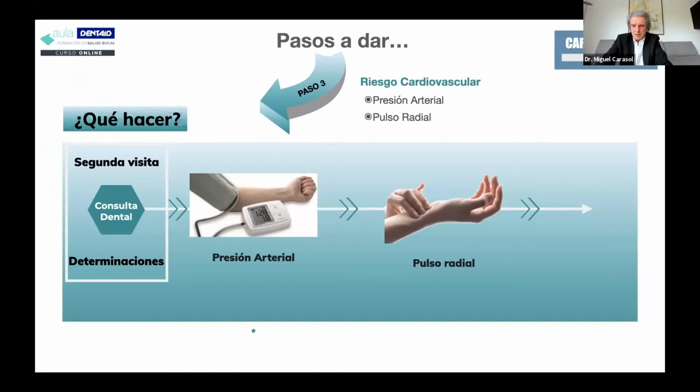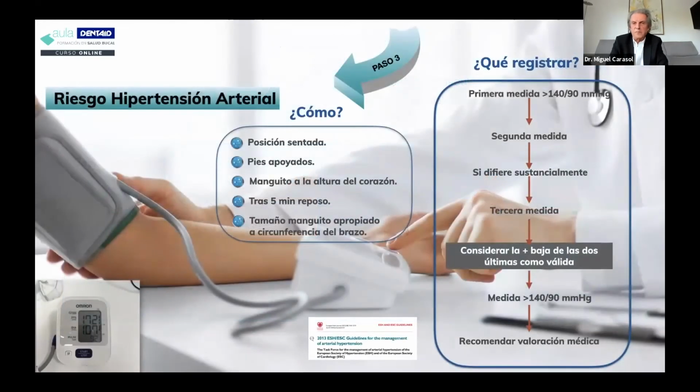Also, when we take the blood pressure, we have to take into account the stress because of being in the dental office, the drugs they take, the anesthesia with vasoconstrictors, and so on. How do we take the blood pressure? Here you can see it. These are very, very easy measures to be taken. Nothing special for a dental office. You just have to have this blood pressure measuring device. It's better to do it in the arm than in the wrist. It's more precise.